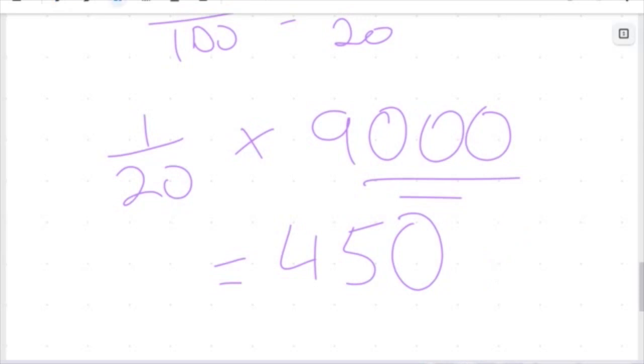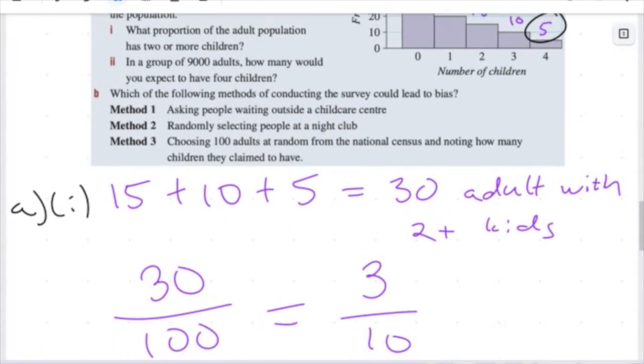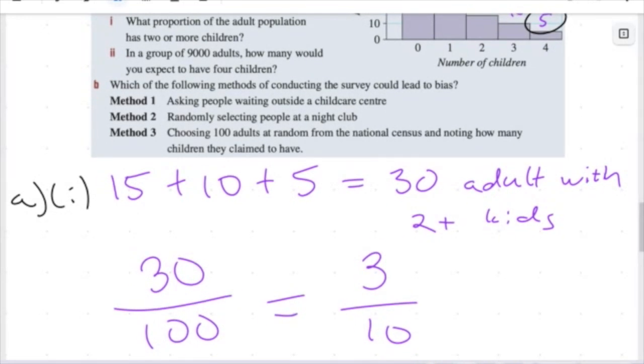Now, we have another question here, and this will get you to consider a lot of the things we talked about before. Now, think about these 3 methods in part B. Which of the following methods of conducting the survey could lead to bias? Method 1, asking people waiting outside a childcare center. Method 2, randomly selecting people at a nightclub. And method 3, choosing 100 adults at random from the national census and noting how many children they claim to have.